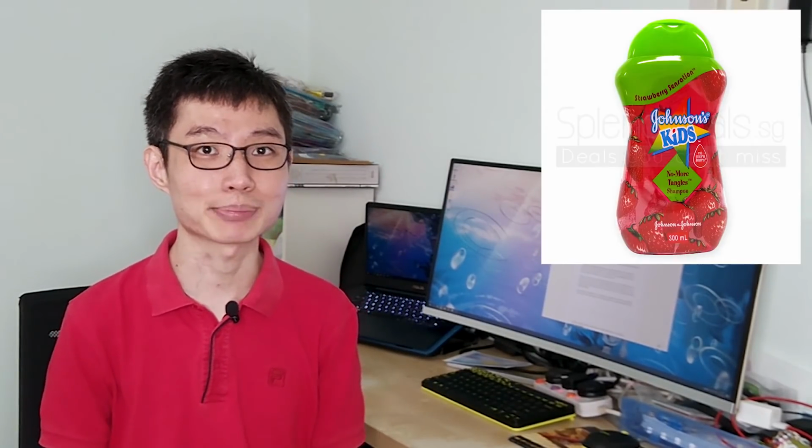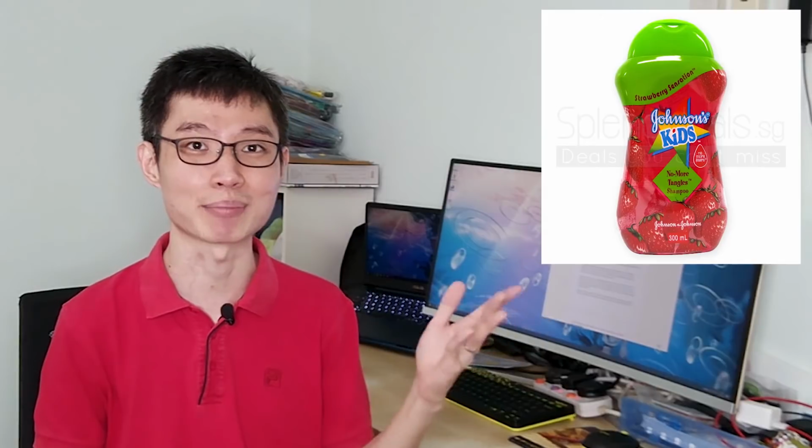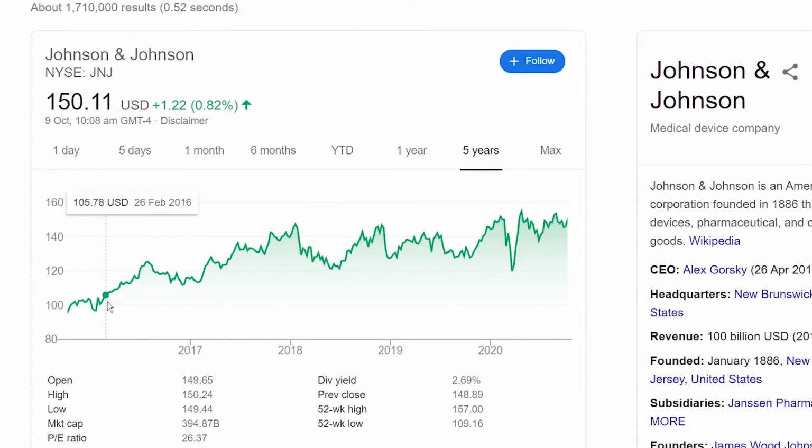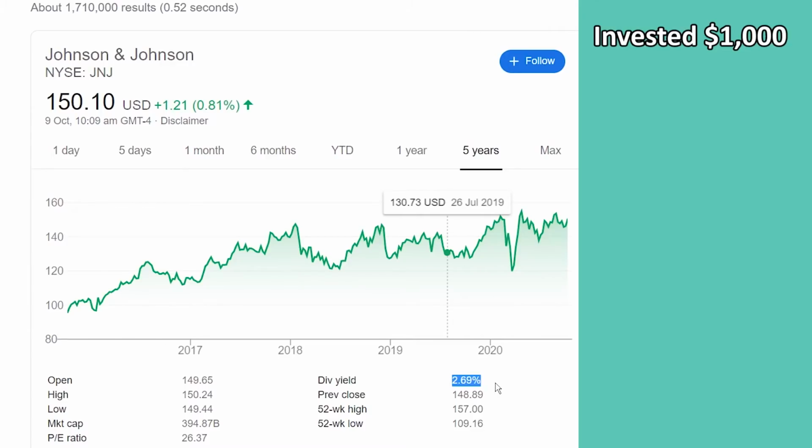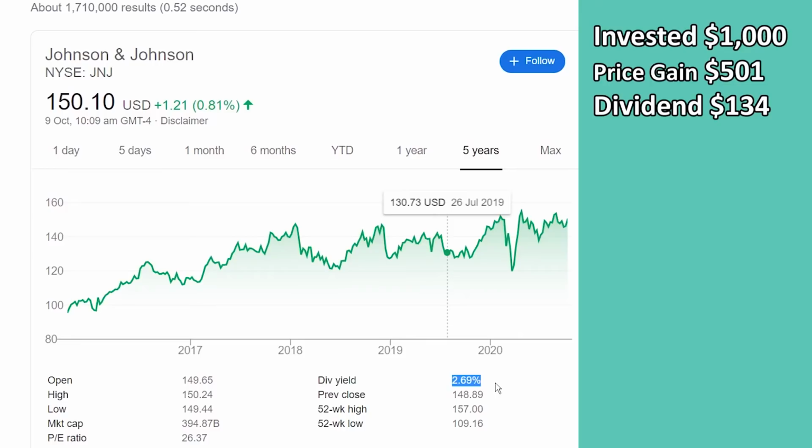So let's take Johnson & Johnson for example, because I like the smell of Johnson & Johnson strawberry shampoo. For the past 5 years, the stock price went from $100 to $150.10. Let's also assume the dividend yield is 2.69% for the past 5 years. So let's calculate this. If you have invested $1,000 in this company 5 years ago, you'll get a capital appreciation of $501 and you'll receive a total of $134 in dividends. So our total return is $635.